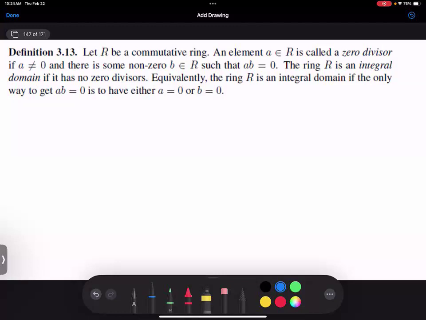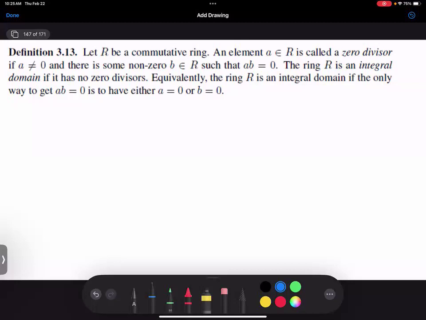Now, why am I not worrying about also showing that B times A equals 0? Because we're assuming it's commutative. But also, when we did the problems last time, we said, look, if you have a right inverse, you have a left inverse. And we did not need to assume commutativity for that. But again, we're assuming R is commutative. We don't have to worry about that. It's enough to just find a right inverse.